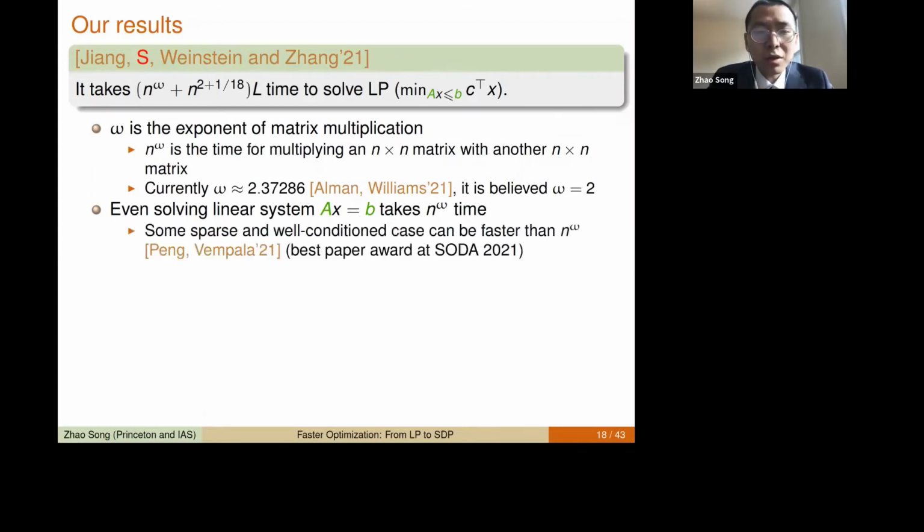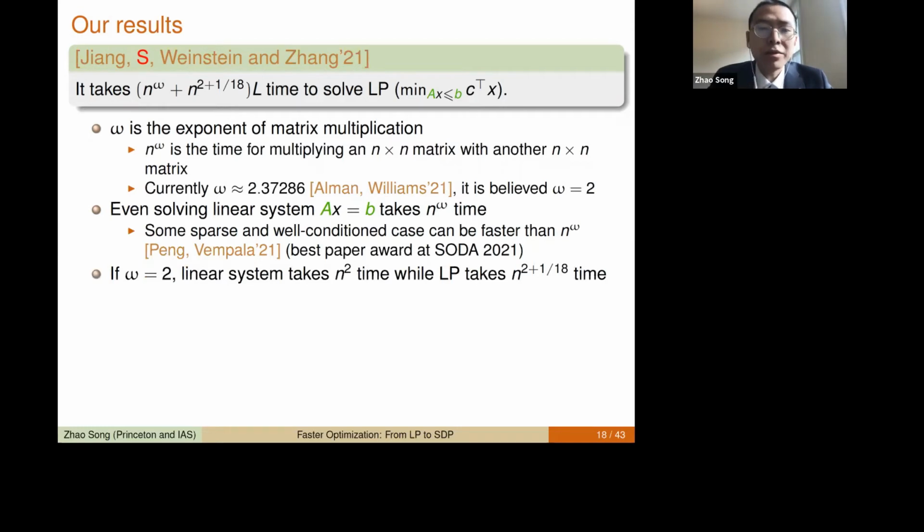In a very recent work at SODA, Richard Peng and Santosh Vempala show that if your matrix A is sparse and well conditioned, there is actually hope to develop a linear system algorithm that is even faster than n^omega. However, for the worst case, the best algorithm we know for a linear system is still n^omega.